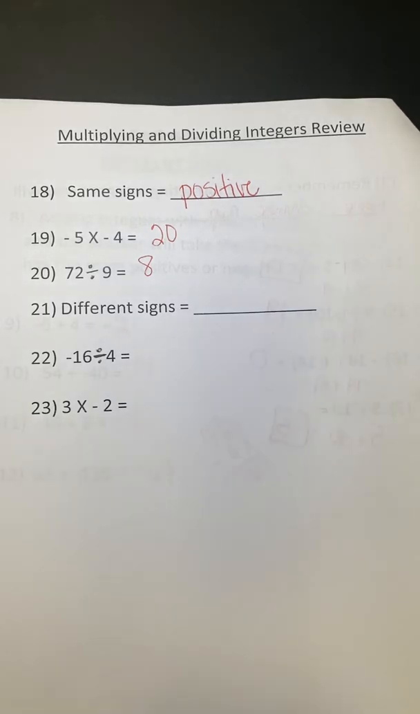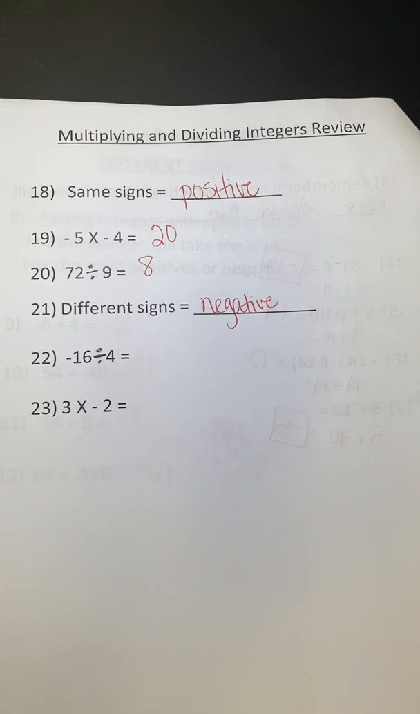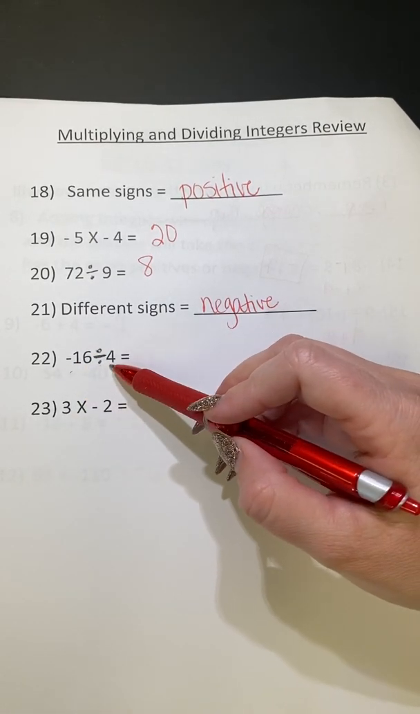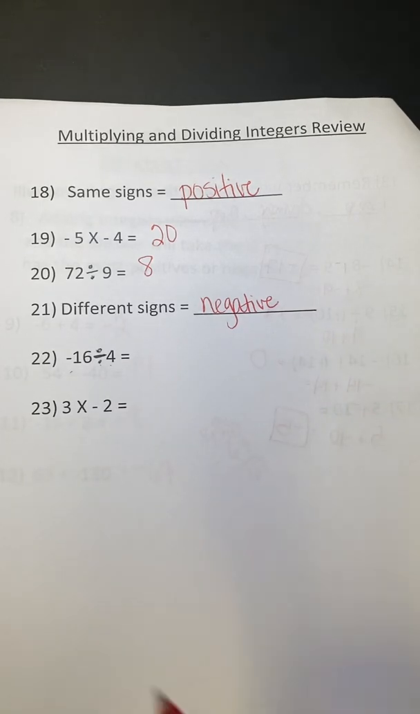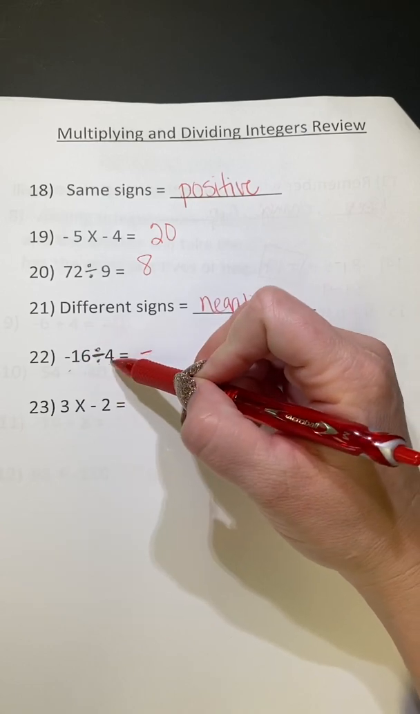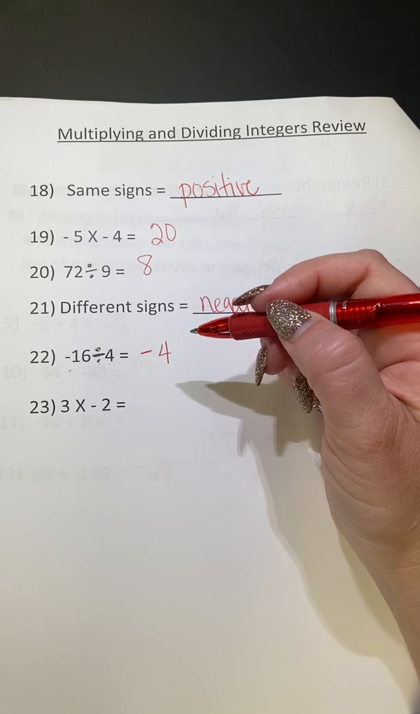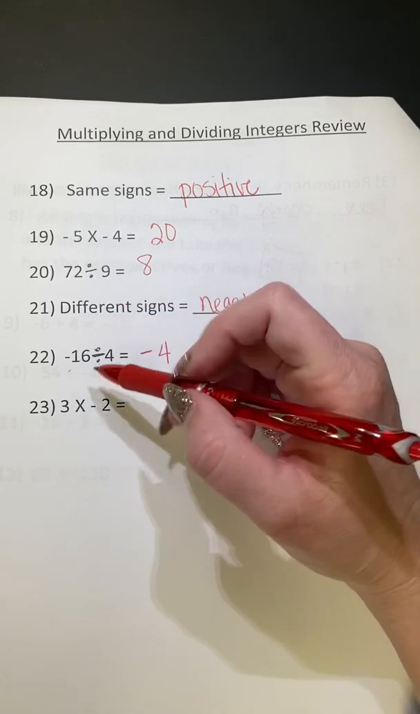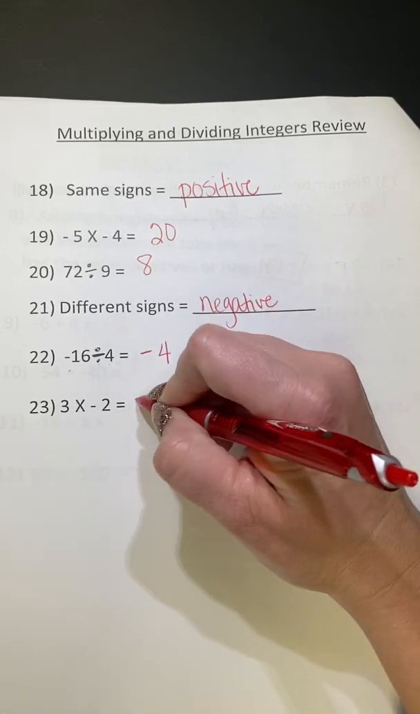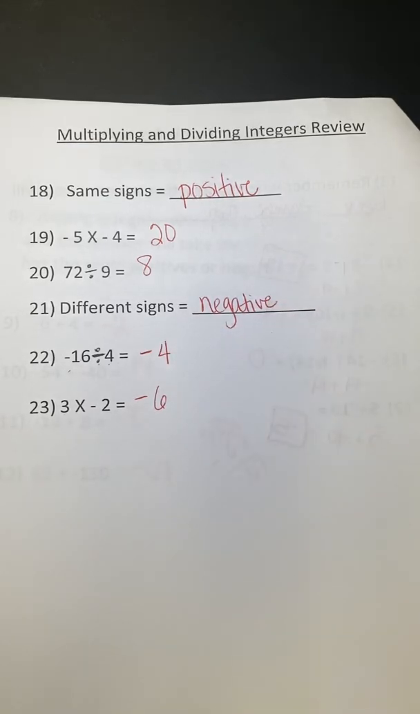If there's different signs, then your answer will be negative. -16 divided by +4. Different signs, so your answer will be negative. 16 divided by 4 is -4. Different signs, 3 times -2 is going to be a negative answer because they have different signs. 3 times 2 is 6.